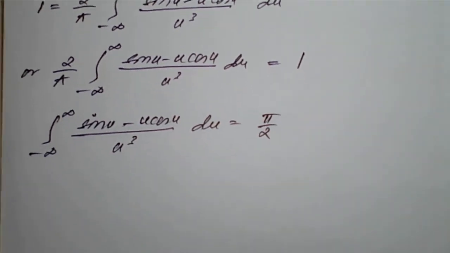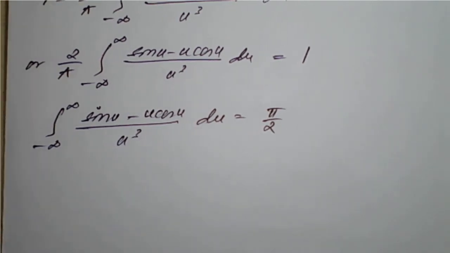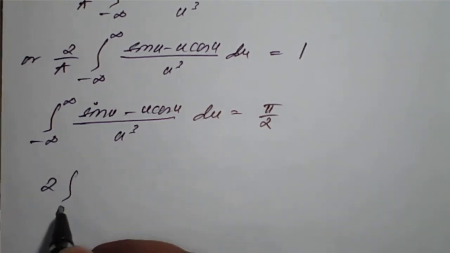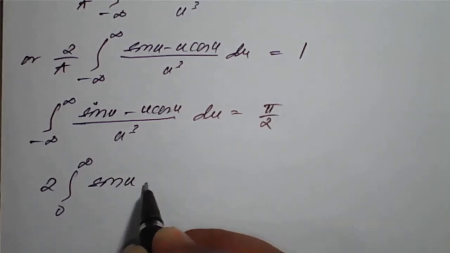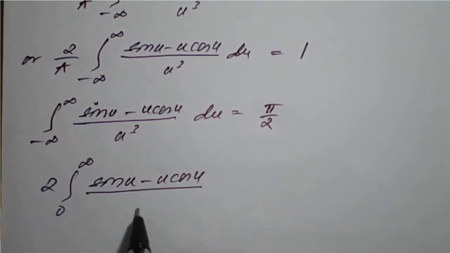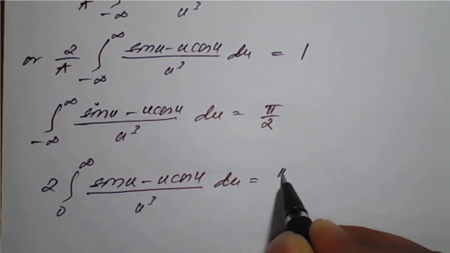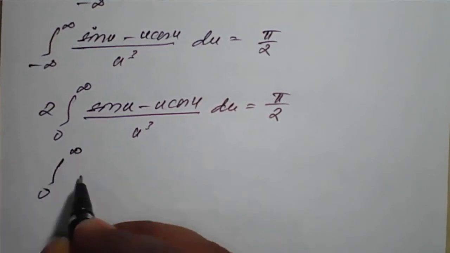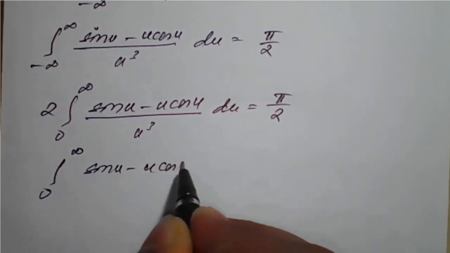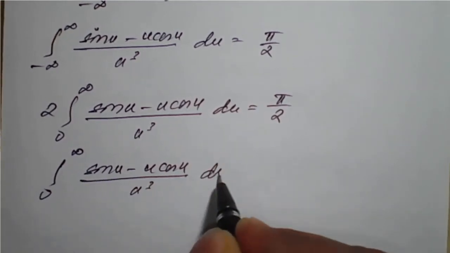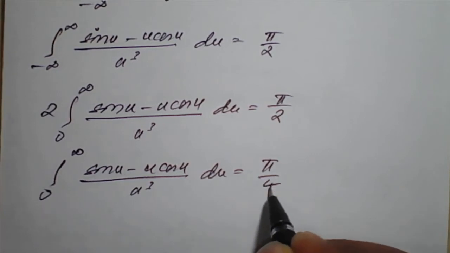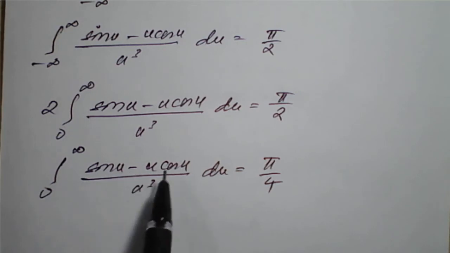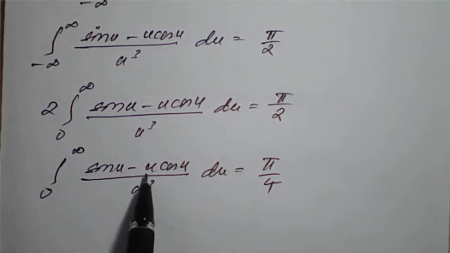Now this integral from minus infinity to plus infinity can be written as 2 times integral from 0 to infinity of (sin u minus u cos u) divided by u cube into du is equal to pi upon 2. Or this 2 you cross multiply, we will get integral 0 to infinity of (sin u minus u cos u) divided by u cube du is equal to pi upon 4. But as per the requirement, we actually want the term (u cos u minus sin u) upon u cube, but we have here sin u minus u cos u.